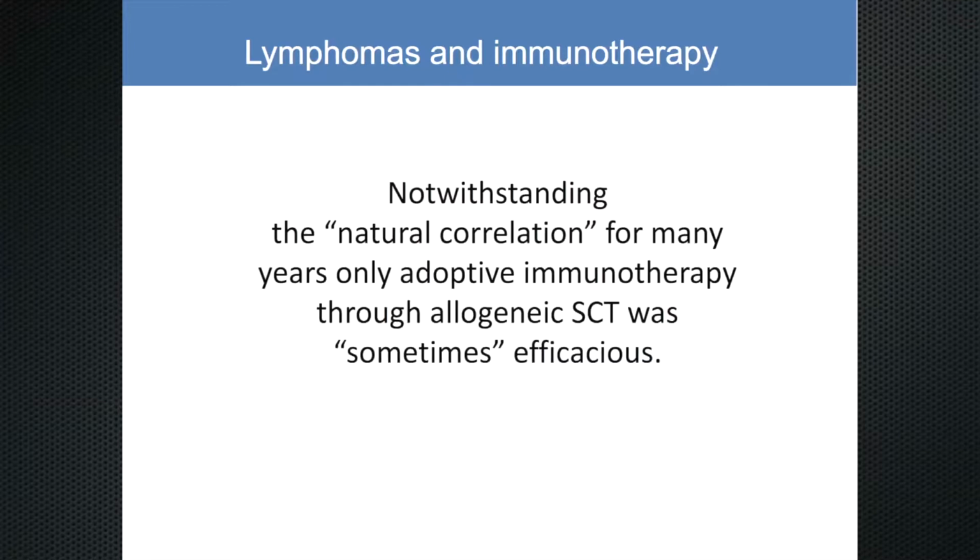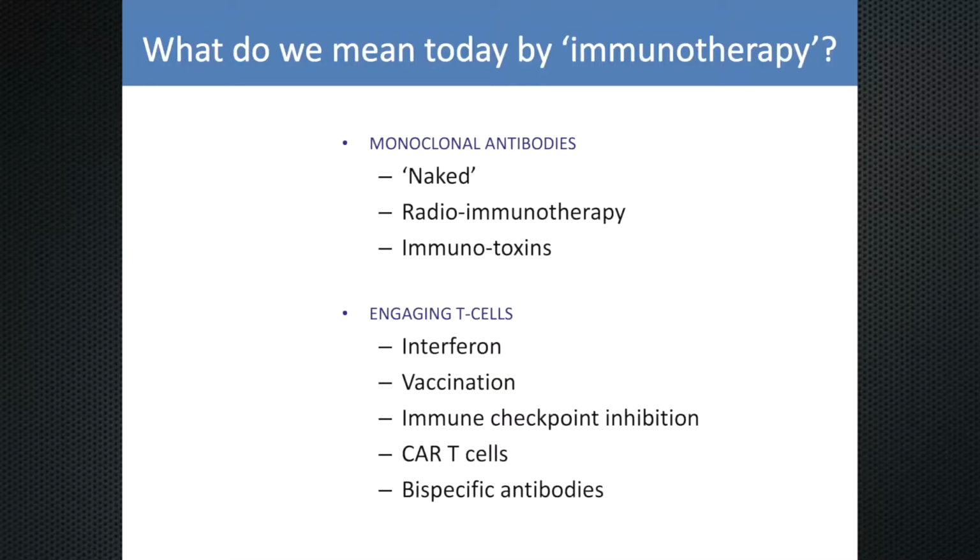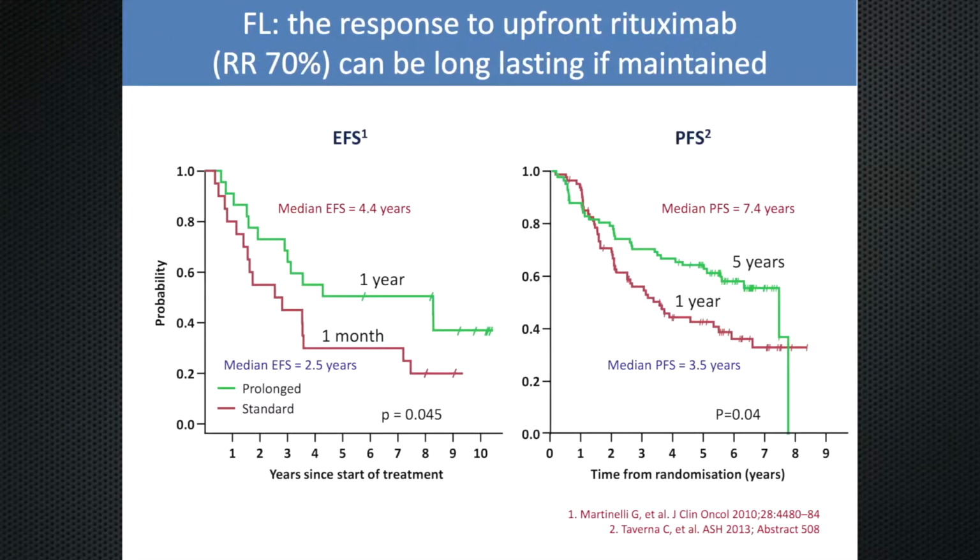What do we mean by immunotherapy in lymphomas today? Well, we mean either the use of monoclonal antibodies, they might be naked like the anti-CD20 rituximab, the radio-immunotherapy, the immunotoxin, or the newer chapter, what we can do to engage T cells. Now, the first breakthrough was thanks to the introduction of rituximab, the anti-CD20 monoclonal antibody, in the treatment of lymphomas.